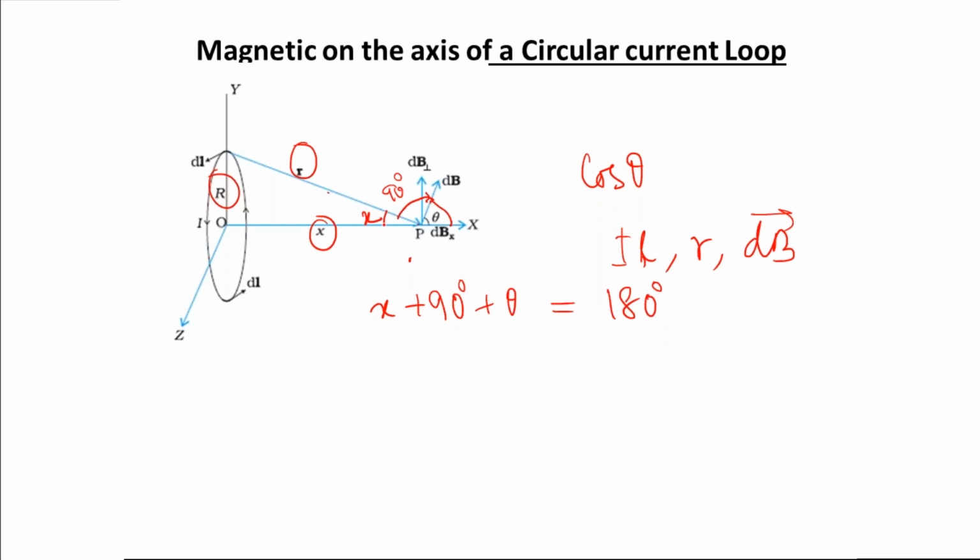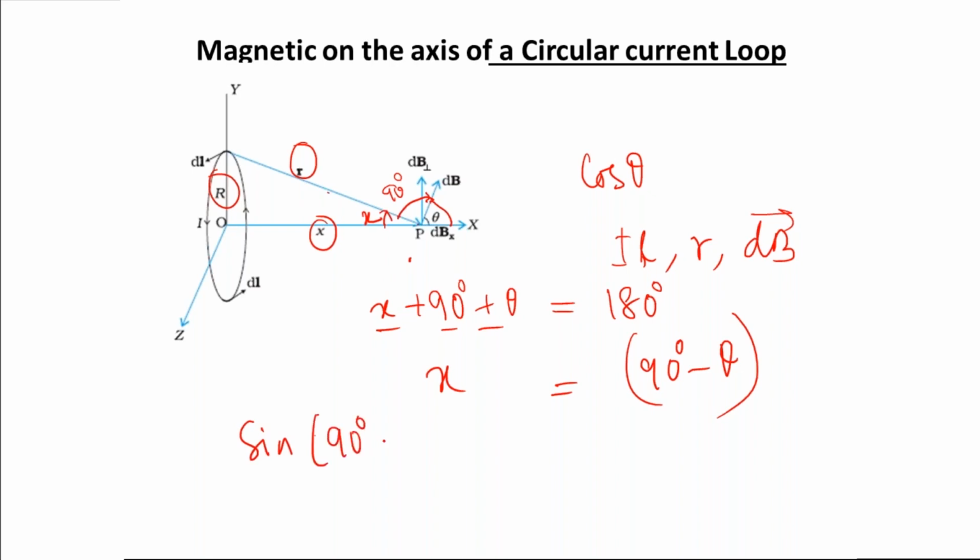Do you agree with me? So I have started from here, this is x, which I have to know, and this is 90 degrees from the r vector to dB, and this part is again theta. I have written these things, and altogether this will be 180 degrees. So what is the value of x? This will be 90 degree minus theta. Look, what I can write as cos theta here? If I write sine of 90 degree minus theta, this will be actually cos theta, right?